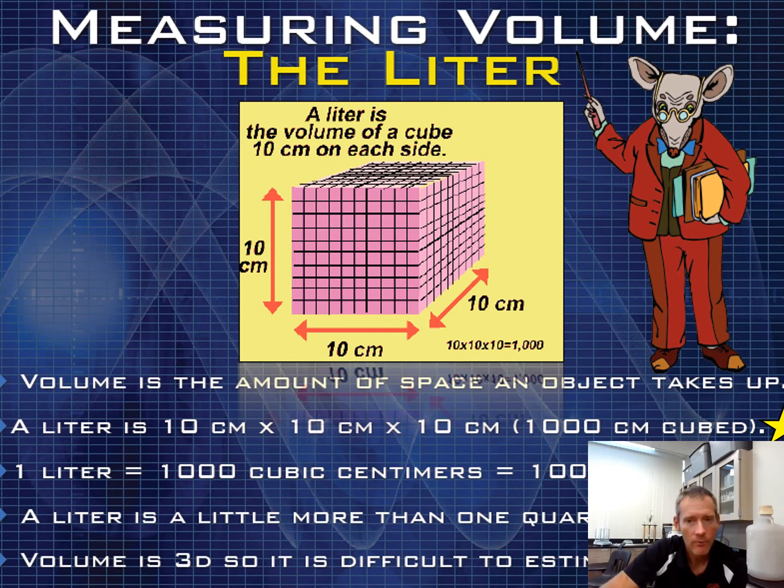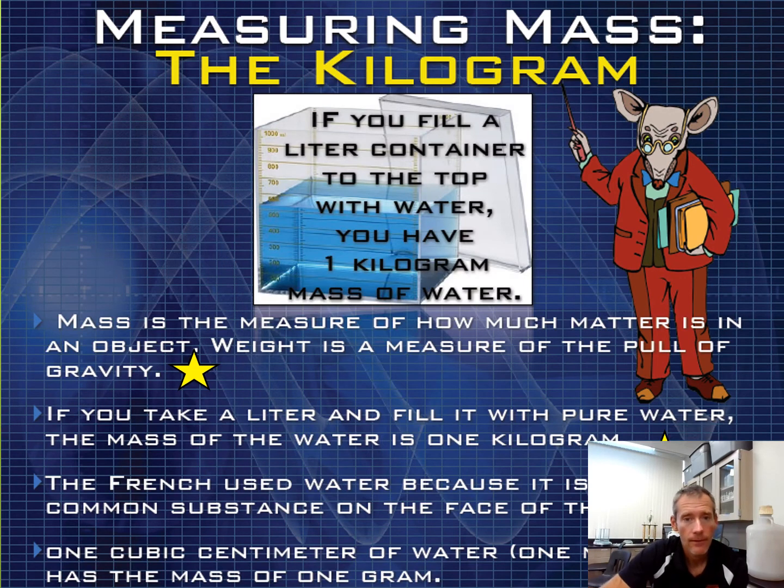Okay, so the most important aspect with volume is that a milliliter and a centimeter cubed are the same thing. And it takes a 10 by 10 by 10 centimeter cube to make a liter. Kilogram.